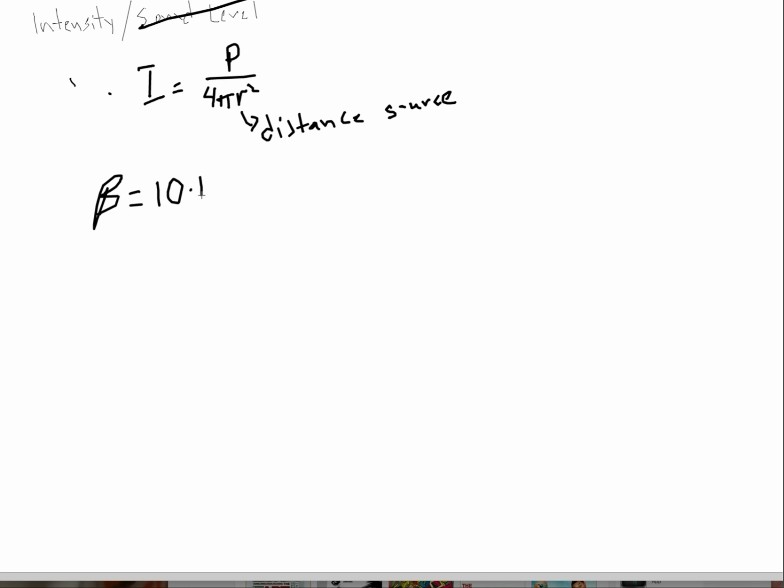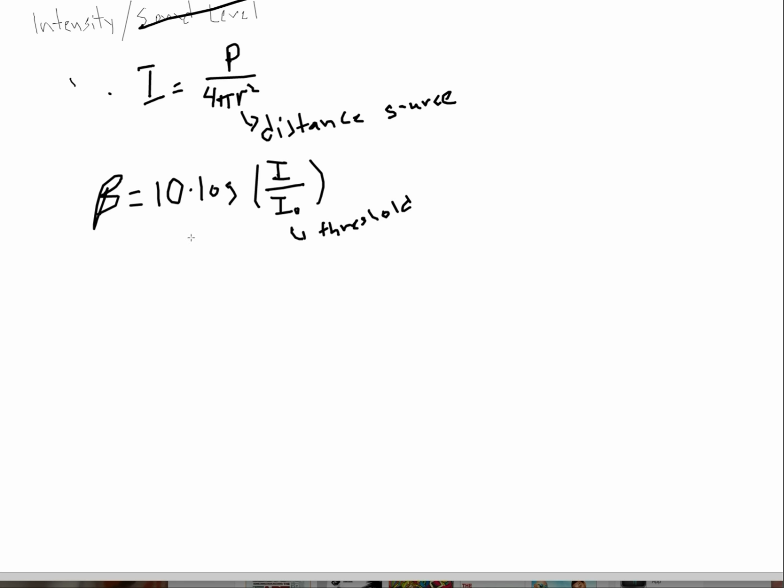The equation for that is 10 log of the intensity of the sound divided by I naught, where I naught is the threshold of sound. It's the lowest intensity that human beings can hear.